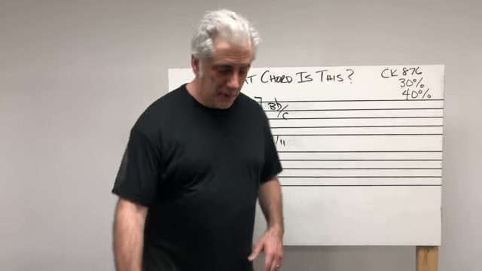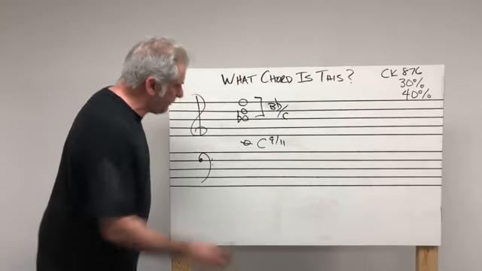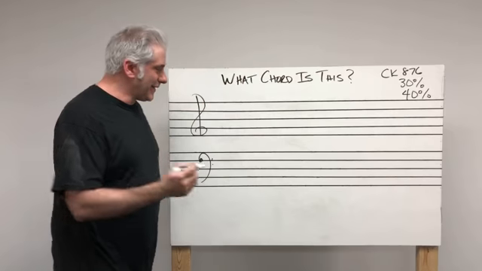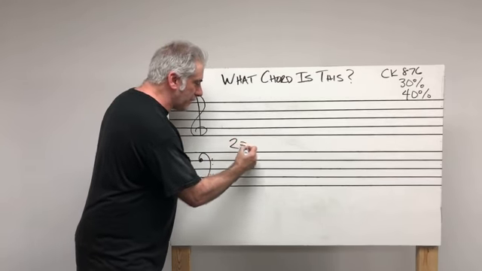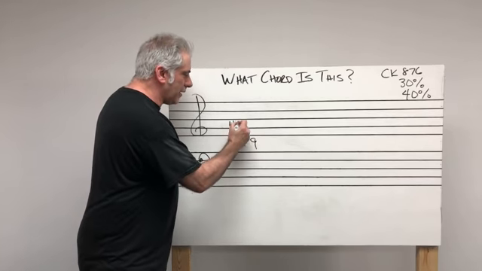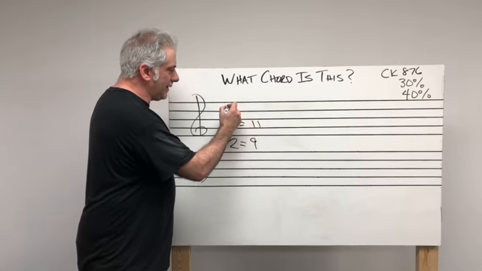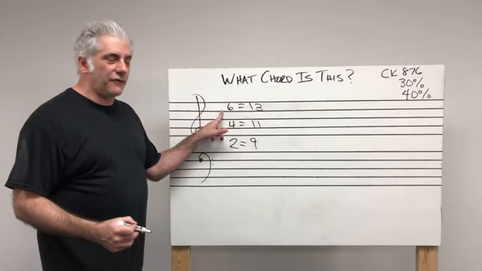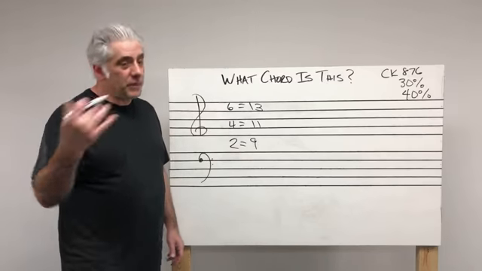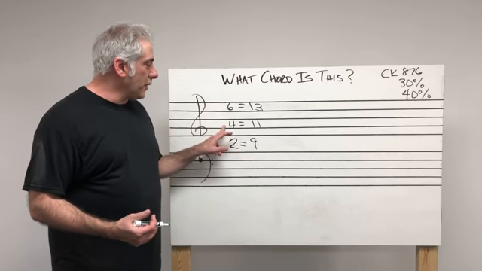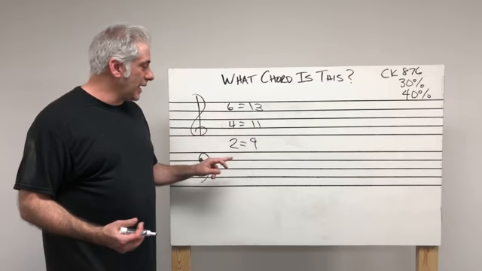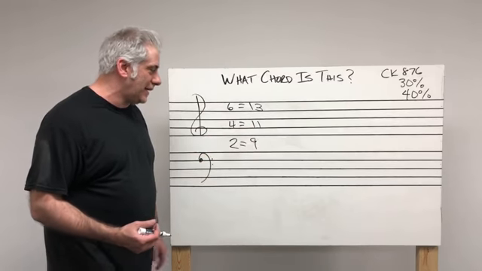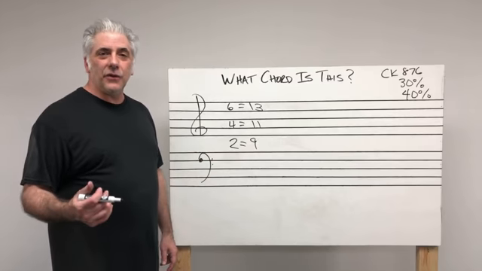So just remember, here's the key of all this stuff. This is one thing to take away. Remember, the 2 equals the 9, the 4 equals the 11, and the 6 equals the 13. If you have a flat 13, it's a flat 6, or it could be a sharp 5. Sharp 4 is the same as sharp 11. Sharp 2 is the same as sharp 9. Flat 2 is the same as flat 9. And so on and so forth.